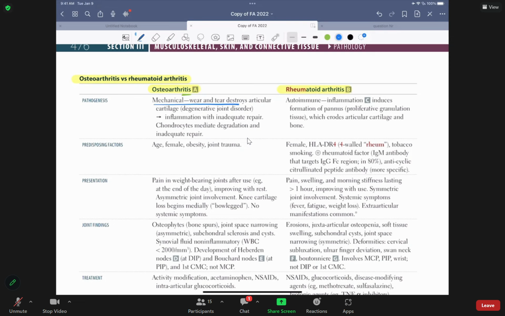Which joint do you think is most commonly affected? Knee joint, because all our body weight goes to the knee joint, isn't it, folks? So it's a mechanical wear and tear that destroys articular cartilage. Inflammation with inadequate repair, which means no inflammation. Very important. Predisposing factors: age, female, obesity, because obesity means more weight goes to the joint, folks.